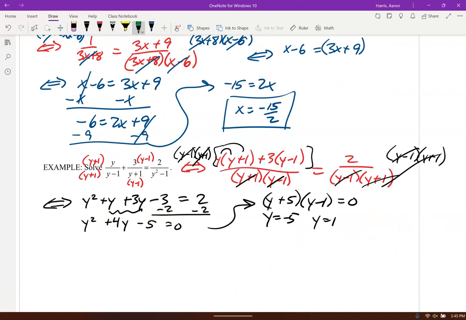The original has y cannot be 1, y minus 1 cannot be 0, so y cannot be 1, so that's thrown out. And then from this one, y cannot be negative 1 either. So the negative 5 is thus fine, right? Y equals negative 5, totally good on that one. It checks out. So the only answer again is y equaling negative 5.